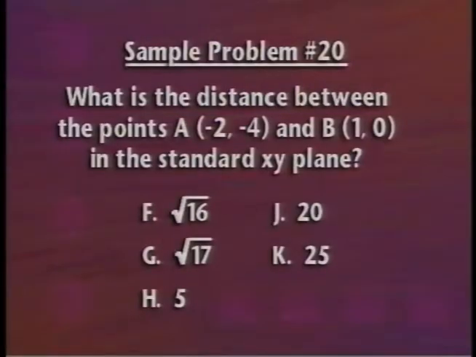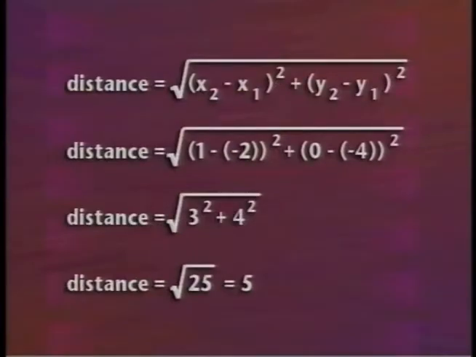What is the distance between the points A, negative 2, negative 4, and B, 1, 0, in the standard xy plane? The distance between 2 points is calculated by the equation distance equals square root of x2 minus x1 squared plus y2 minus y1 squared.